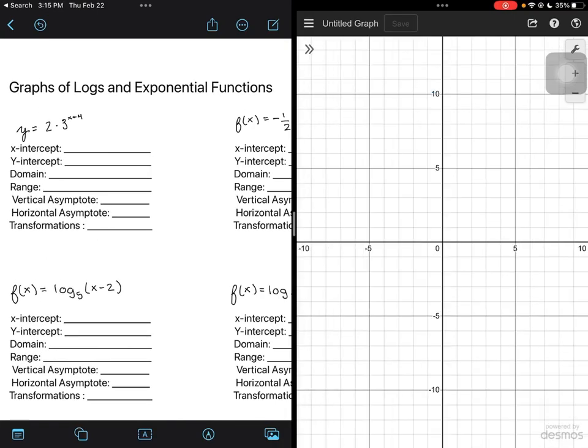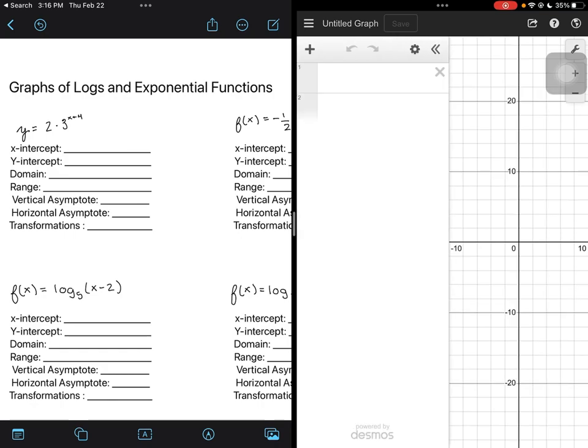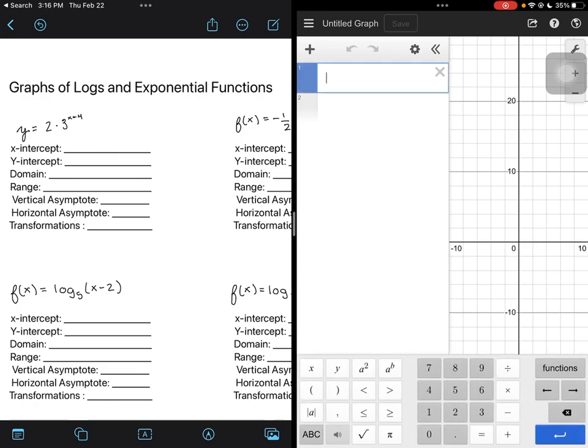All right, so in today's video, we are going to be looking at the graphs of logs and exponential functions and looking at their key features. So first, if you're not given the graph of the function, we always need to graph the function, and we want to type it exactly like it shows us.